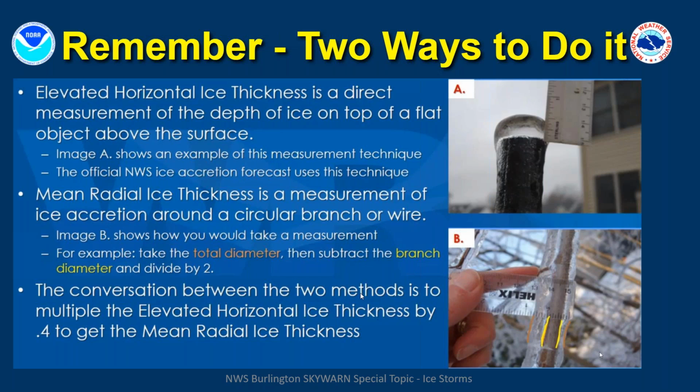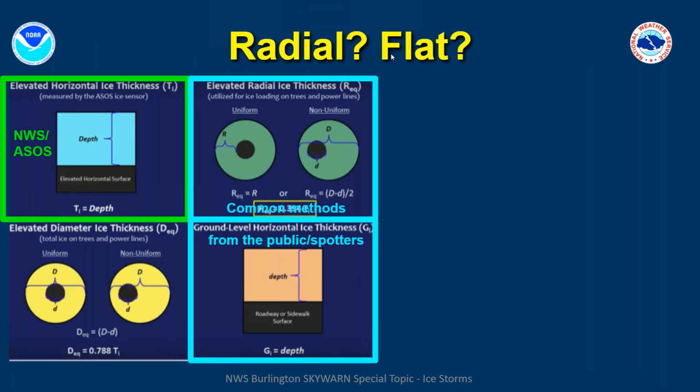So we'll do the conversion for you. But just to give an idea, it's basically a 40% difference. So if you have elevated horizontal ice of 1 inch, that's equivalent to 4/10 of an inch of radial ice. So to summarize the idea of radial versus flat, the image here on the upper left is what the ASOS is doing.